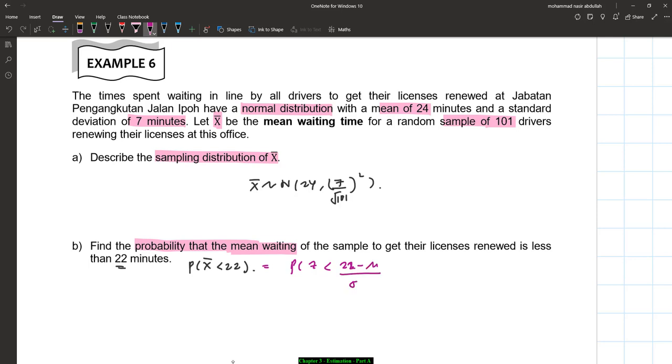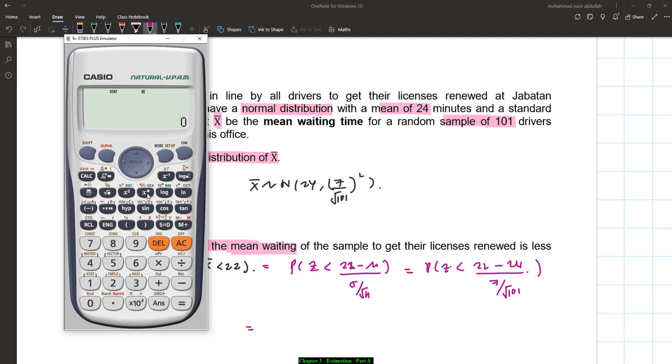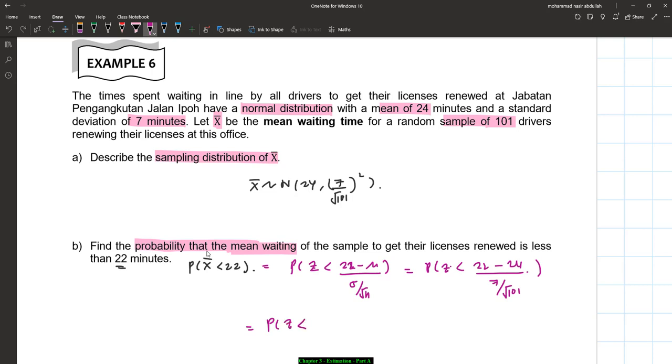I put it like this so you can see. So this is the new Z formula. The probability of Z less than 22 minus 24 divided by 7 over square root of 101. Press the calculator. Let's see. Seven over square root of 101. So it should be the probability of Z less than negative 2.87. Right? 2.871.